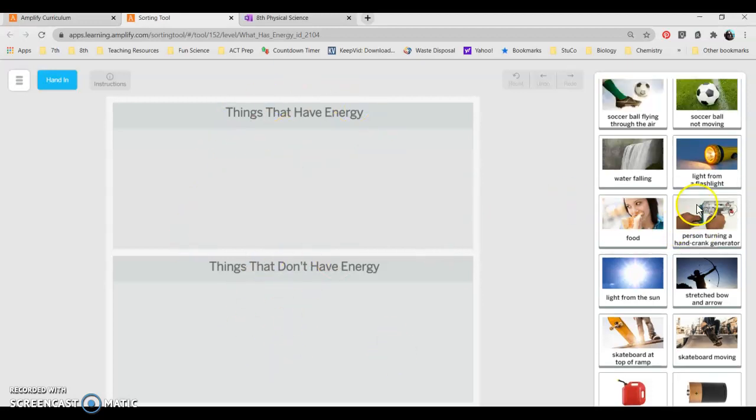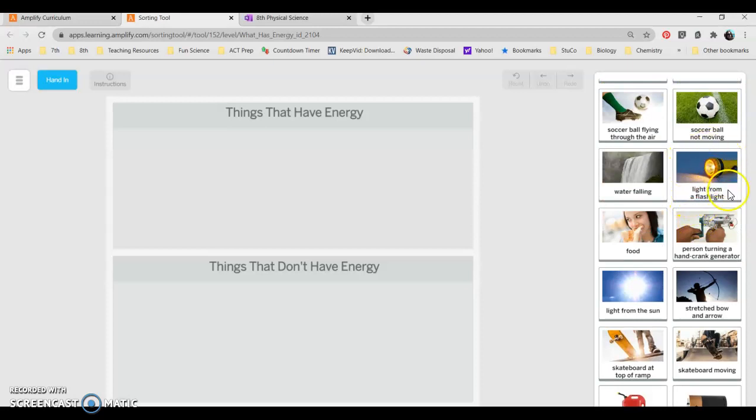One that might be pretty easy for us to look at right now is a light from a flashlight. We all know that this flashlight is on, it's shining its light, and we also know that it's run by a battery. Most of you probably think that a battery is some sort of energy. So you might click battery and bring it to the things that have energy box, and you would be right in doing that.